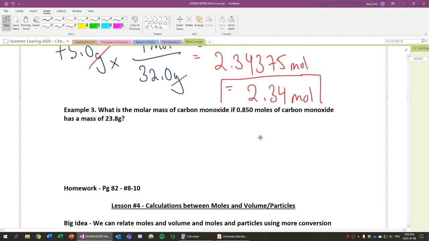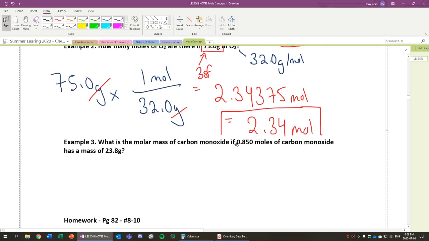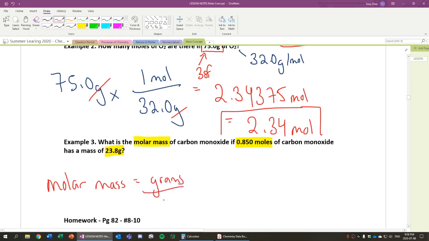Our next example right here is: what's the molar mass of a compound if we have 0.85 moles and it has a mass of 23.8 grams? We're trying to find molar mass. Molar mass has a unit of grams per mole. Well, do we know the amount of moles? Yeah, we have 0.85 moles.